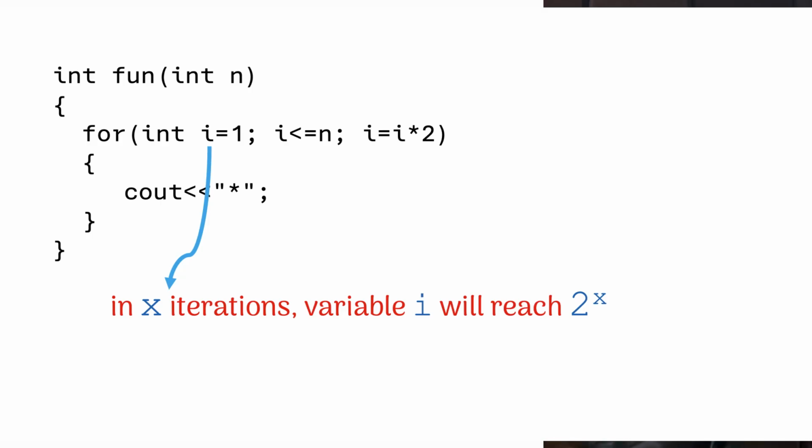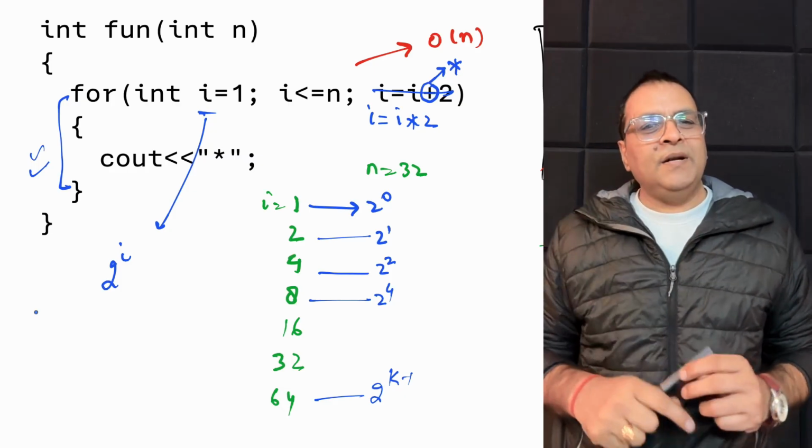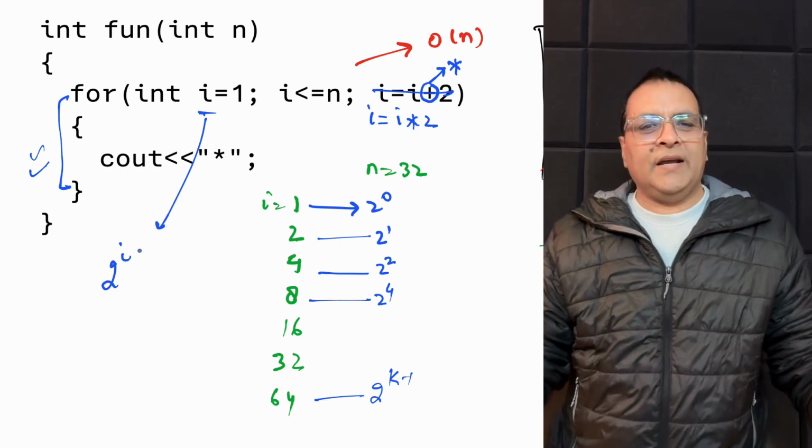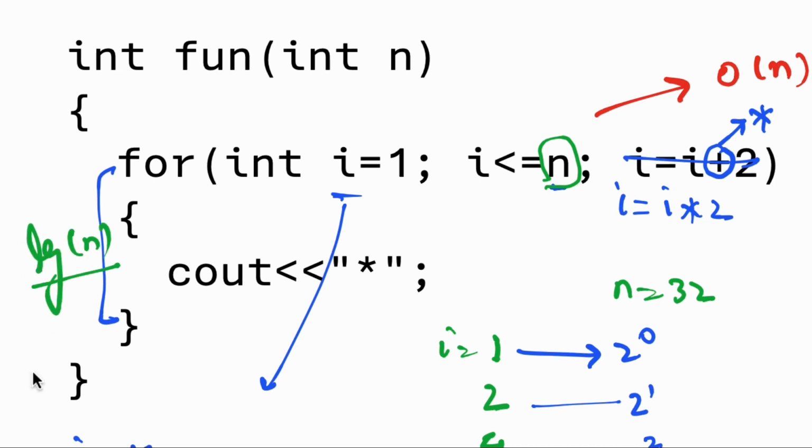It will take only log n time for this variable i to reach n. Because the variable is growing exponentially, it will take the variable only log n time to reach the value of n. It means that this for loop will execute only log n times, because after log n iterations, the value of i will become equal to n.